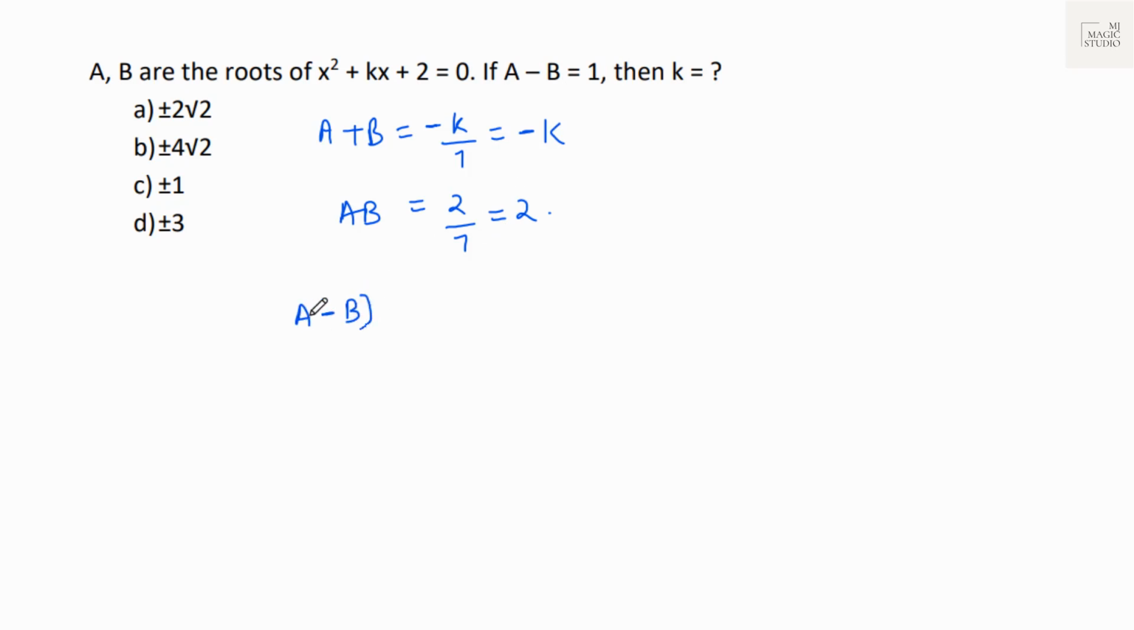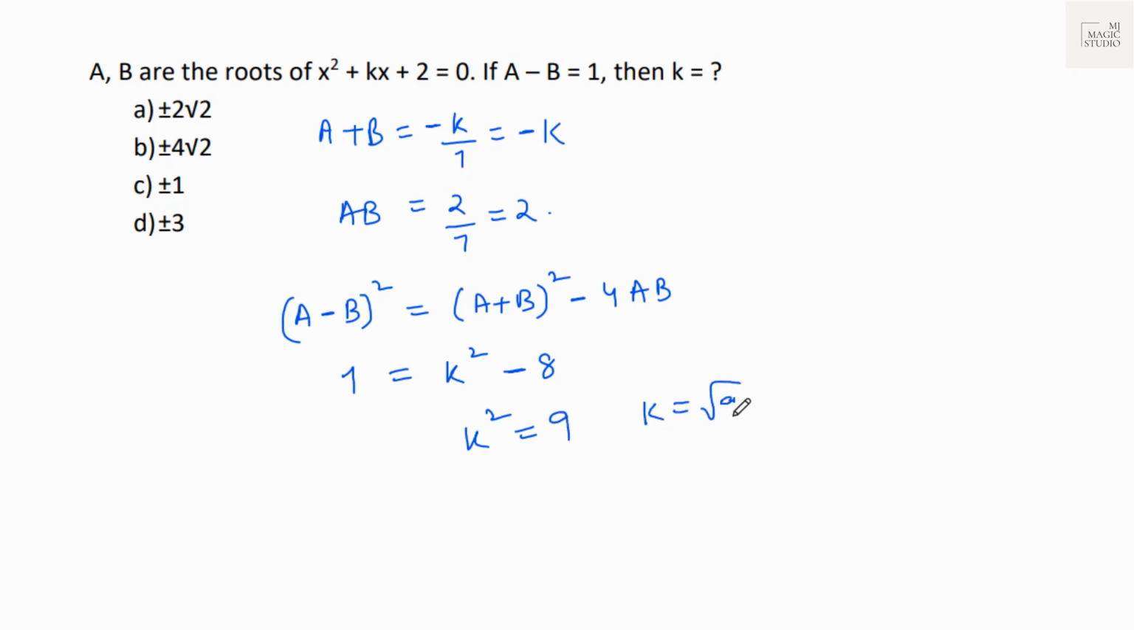So you can say (a minus b) whole square is equal to (a plus b) whole square minus 4ab. Simple identity. a minus b is 1, 1 square is 1. a plus b is minus k, that is k square, minus 4ab. ab is 2, that is 8. Therefore k square is 1 plus 8, that is 9. So k is root 9, that is plus minus 3. And that is in option D.